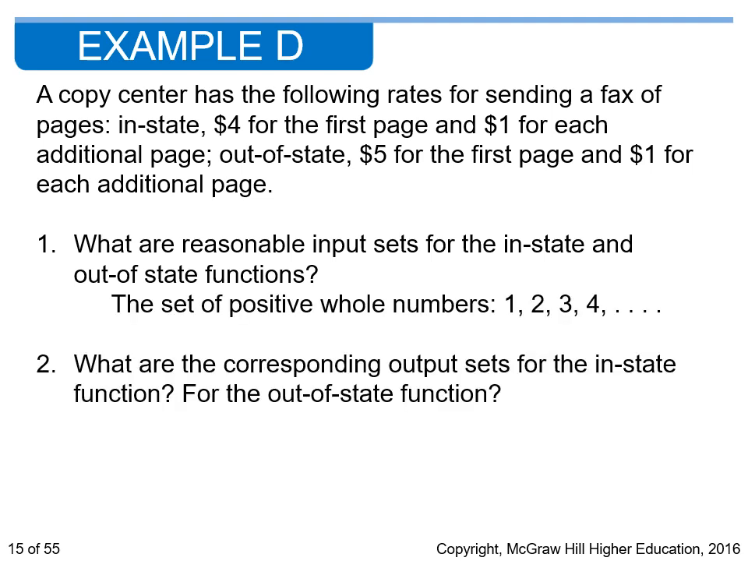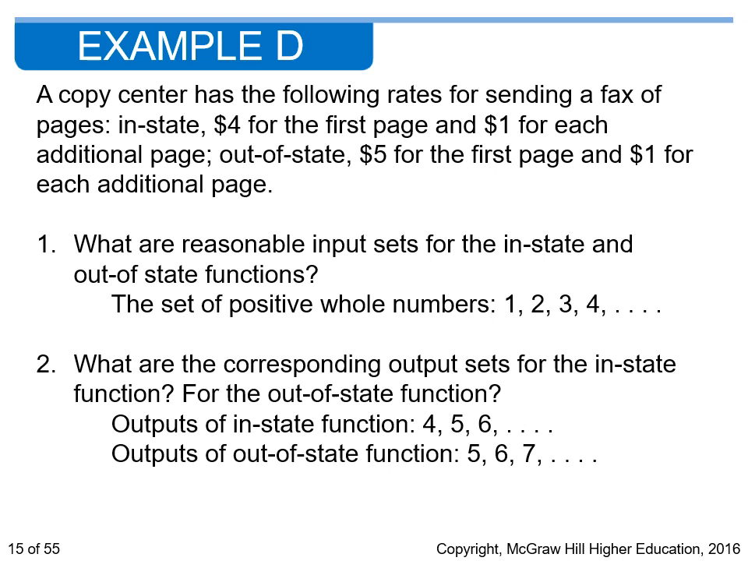If those are our input numbers, what are our output numbers? So if I send 1 page in state, it will be $4, then the next one will be 5, then 6, 7, 8, 9. If I send out of state, it's going to start at 5 because the first charge is $5 and then $1 more each time.